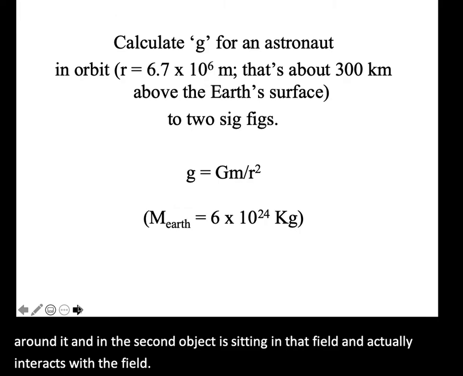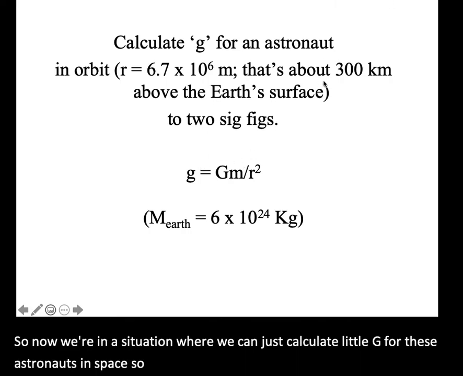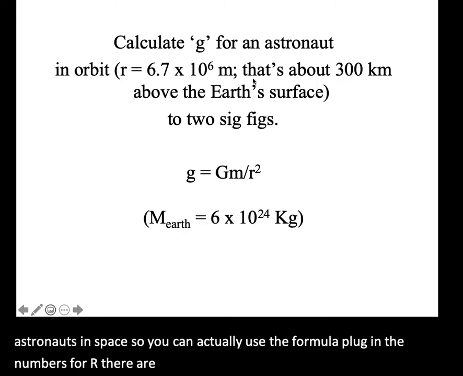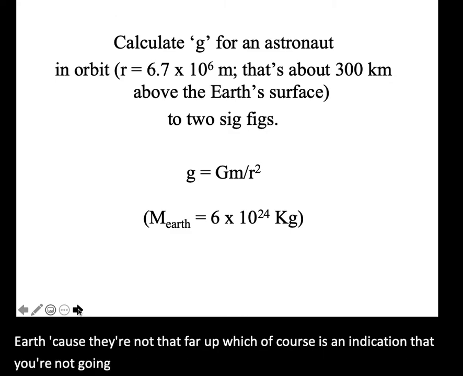So now we're in a situation where we can just calculate little g for these astronauts that are in space. You can actually use the formula, plug in the numbers. For r, their r value is only slightly larger than the radius of the Earth because they're not that far up, which of course is an indication that you're not going to find a big difference. So if you want, you could pause here and run the calculation to see if you're correct.